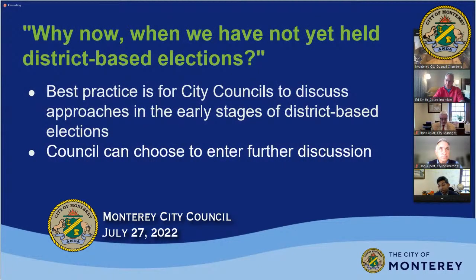And one of the common questions we've been asked over the last few days, especially since this agenda packet was published, is why now, when we have not yet held district-based elections? And Hans mentioned that it's because one of the best practices is for city councils to discuss these approaches in the early stages of district-based elections. We've seen that our community members have been talking about districts, what does this mean, and having those conversations earlier on can help us through the process. And council can choose to enter into further discussion as well.